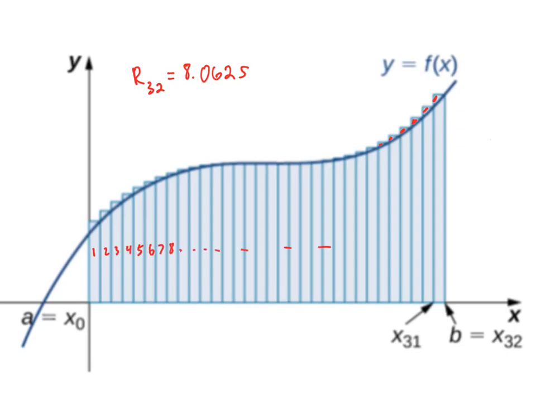Up to 31, 32. So we have 32 rectangles. We want to sum the area of all of those. And not just 32. Suppose we had 100 subintervals, or 1,000, or an infinite number of subintervals. In order to sum a large number of things quickly, we're going to use sigma notation to do that. So that's one idea that we're getting towards.